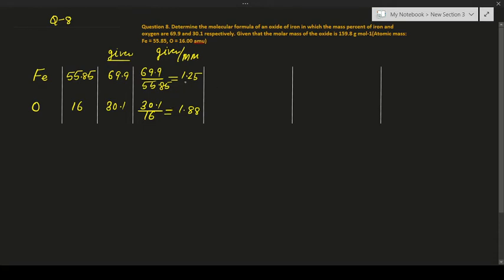What do we do after that? We take the smallest value and divide both values by it. So 1.25 by 1.25 is 1, and 1.88 by 1.25 is about 1.5. So basically we are getting values in decimal. So we multiply with a common value to get natural numbers. So it will become 2 and it will become 3.